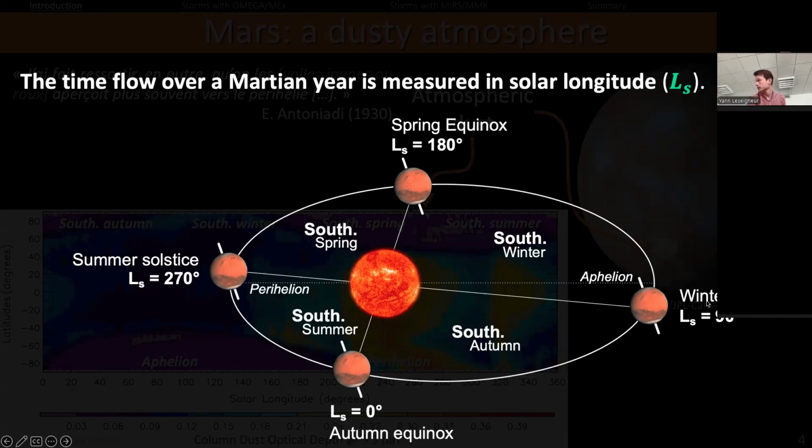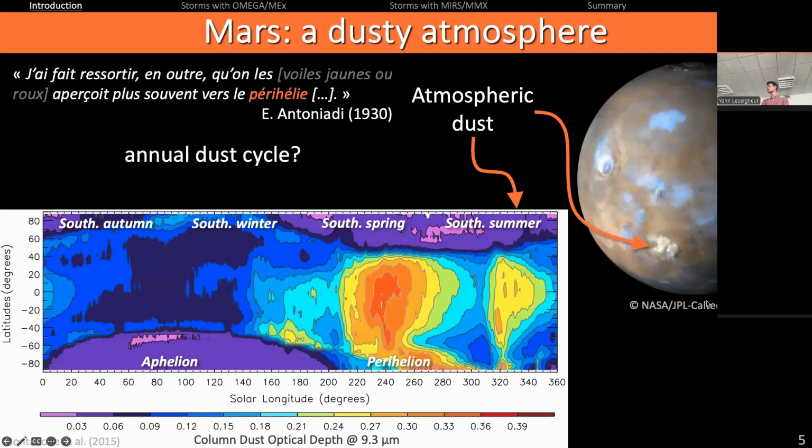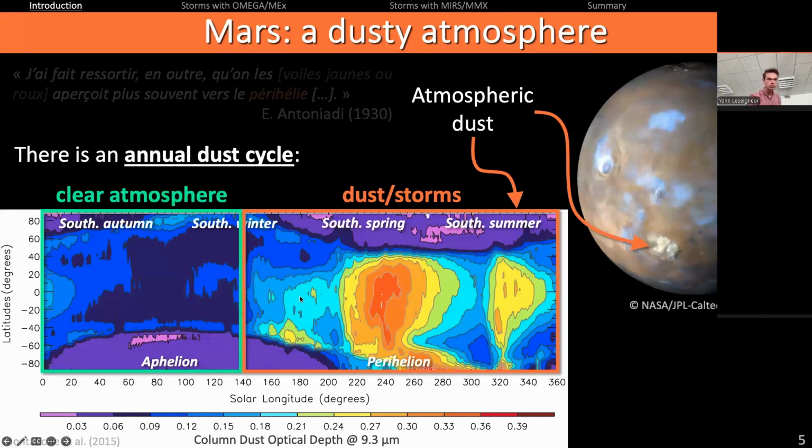So if we go back to this graph of the atmospheric dust amount, we indeed notice a first season, what we call the dust storm season, when we have the most atmospheric dust, as Eugène Antoniadi says in this quote here. And at the beginning of the Martian year, we have a much clearer atmosphere season. So indeed, we have a strong annual dust cycle on Mars, as we have here on Earth for the water cycle.